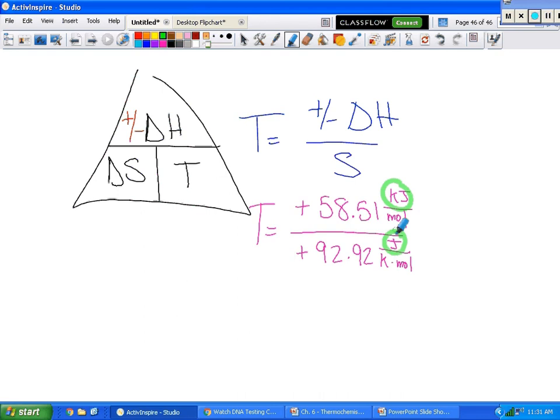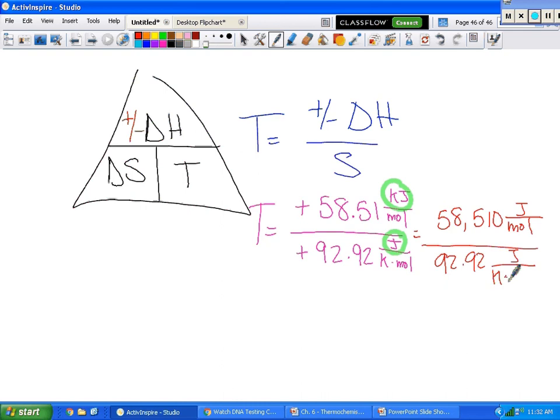Now, personally, which one would you convert? I would convert from kilojoules to joules. So it's not 58. It's 58,000. So we're going to convert this to 58,510 joules per mole over 92.92 joules per Kelvin times mole. Now, let's talk about units for a second. What units are going to cancel? So we've got joules and moles canceling, but here's the weird part. What we're left with is 1 over 1 over Kelvin.